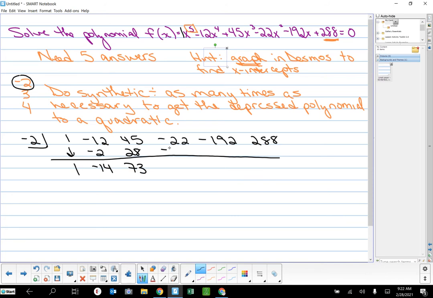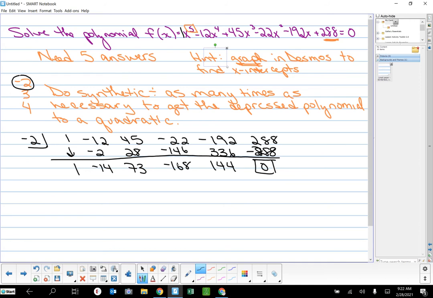This gives me a negative 146. This gives me a negative 168. This gives me a positive 336. You wouldn't believe this is going to happen, but it is. Positive 144 when I add down. Negative 288, which gives me a 0, which means that is a factor, right?